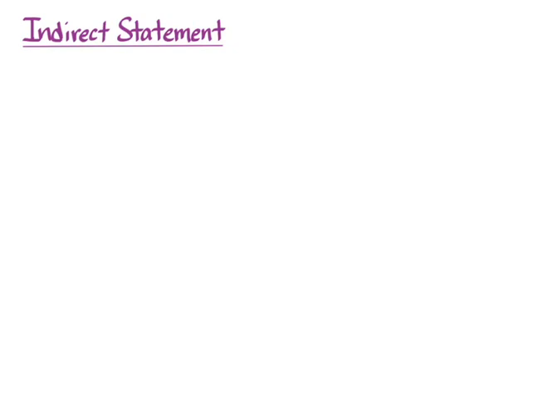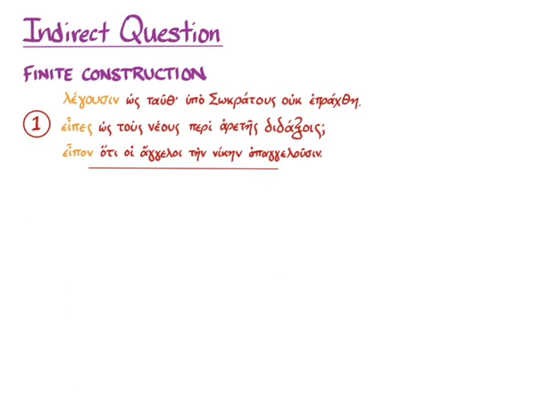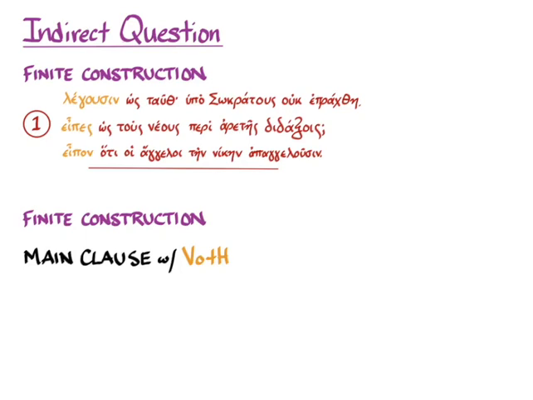So you remember that in indirect statement, there were three different ways to express statements indirectly when you had reported speech. I'm happy to say that indirect question only has one, and it is very much like one of the ones you learned for indirect statement. So for indirect question, the one rule is that it's got a main clause with a verb of the head. Often, that verb of the head will be a verb of asking: she asks, she inquires, she requests, something like that. But it can happen, of course, with verbs of knowing, verbs of learning, and verbs of perceiving as well.